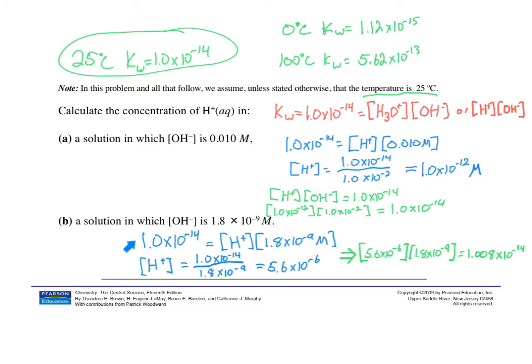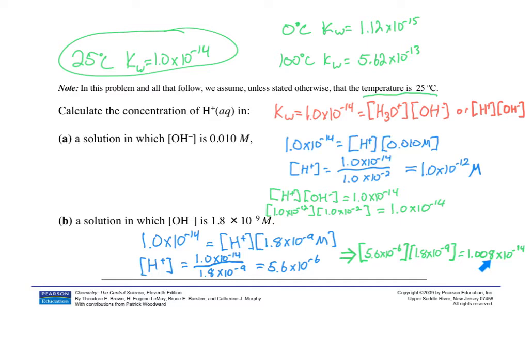We know that the Kw, 1 times 10 to the minus 14, is equal to the H+ concentration times the OH minus concentration, which we were given. Rearrange our equation to solve for the proton concentration, we get, with rounding, 5.6 times 10 to the minus 6. We can then double check this answer by taking the proton concentration times the hydroxide concentration, and that should equal the Kw.